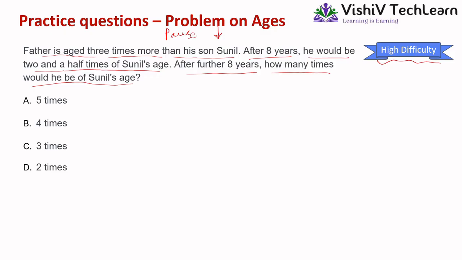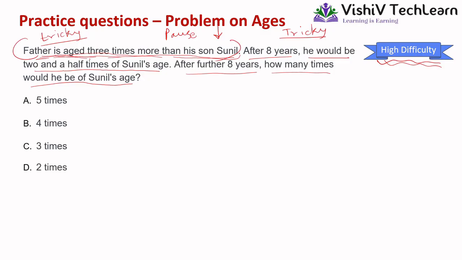Okay, now step by step we will try to solve it. Since it is a high difficulty level question, this question is a little tricky. But if we go step by step, it would be easy. So father is aged 3 times more than his son Sunil. Now this condition is really very tricky. Even when I solved this question for the first time, I got the wrong answer. And after going through the solution, I understood the condition, and that is how tricky it is.